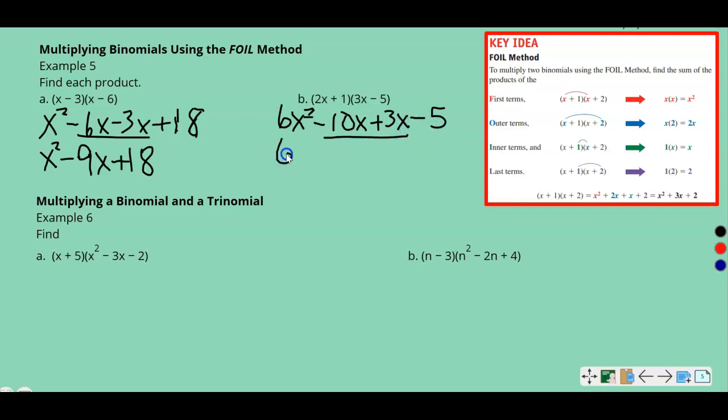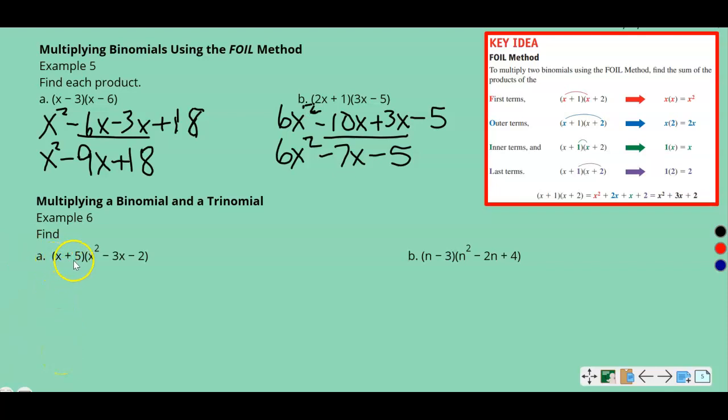Again, combine my middle terms, or my like terms. So I've got 6x squared. -10 plus 3 is -7x, minus 5. All right, we're going to do something very similar in example 6.